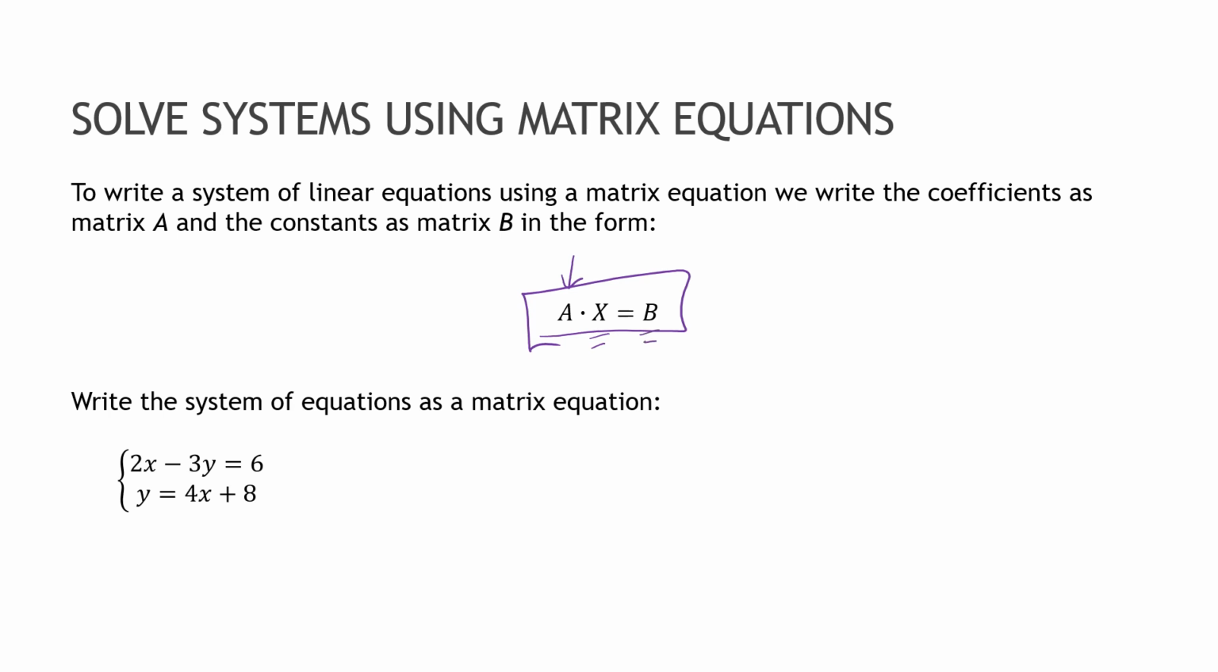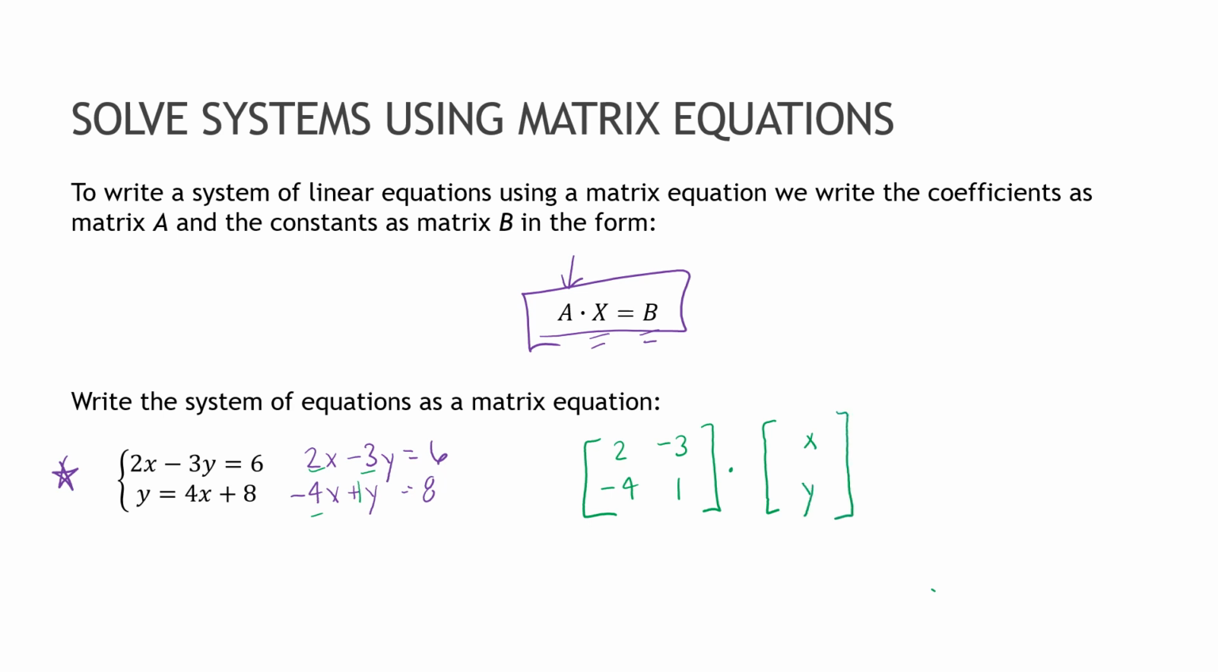So let's take a look at how I would write this system in a matrix equation, and then we'll talk about how to solve it. Just as we did with Gaussian and Gauss-Jordan, these both need to be in the proper format, and this first one already is, but the second one I would have to write as negative 4x plus y equals 8. So to write this as a matrix equation, I'm going to write 2 and negative 3, negative 4, 1, which is all of the coefficients. And then I'm going to put times, and then x y goes right here. And then I'm going to put equals, and then my answers 6, 8. That is how we write a matrix equation.